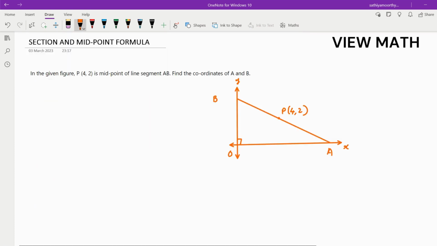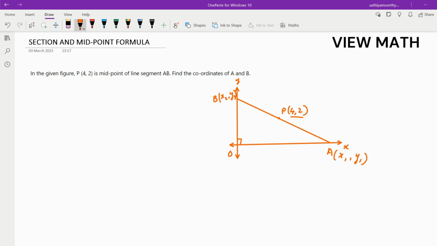Next problem. In the given figure, P(4, 2) is the midpoint of the line segment AB. Find the coordinates of A and B. So here in this figure, this is my x-axis and y-axis they have given. The point A lies on the x-axis and the point B lies on the y-axis, and the point P (4, 2) is the midpoint they have given. So A is (x1, y1) and B is (x2, y2).